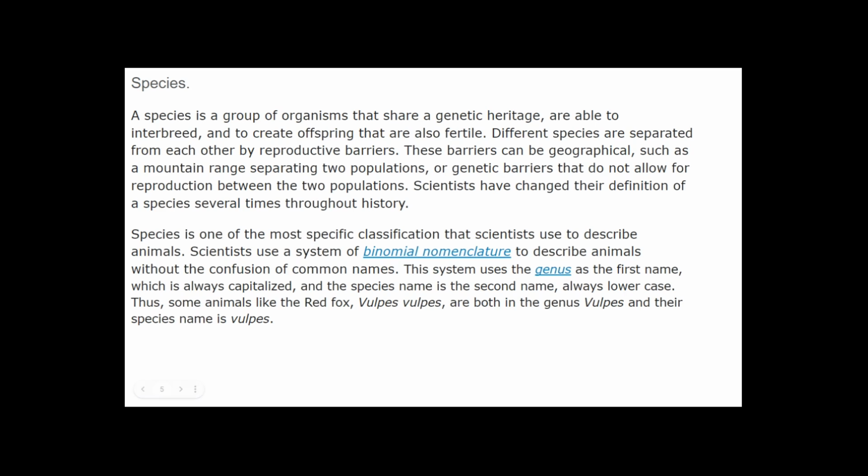Thus, the red fox is Vulpes vulpes. The first one is with a capital V, and the second one is with a lowercase v. So both are in the genus Vulpes, and notice the pronunciation is Vulpes, not Vulps. And the common name is red fox.